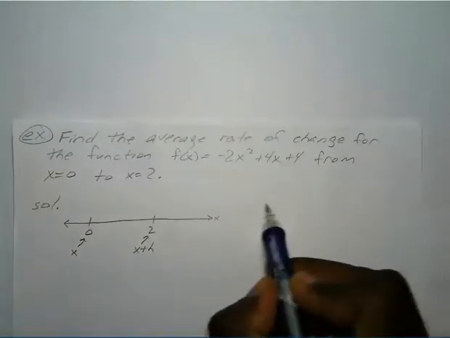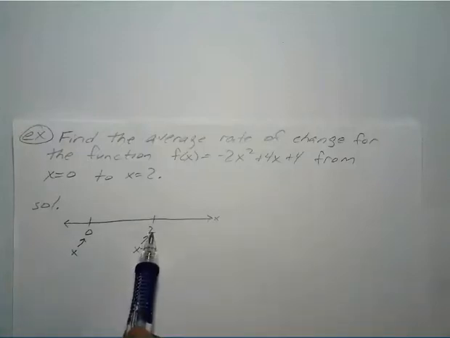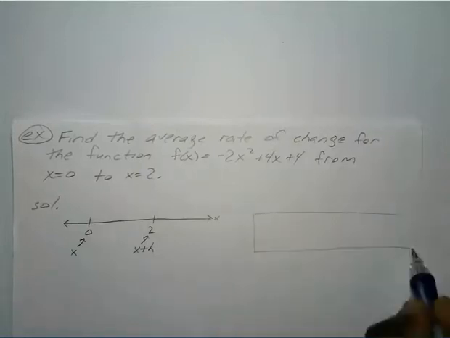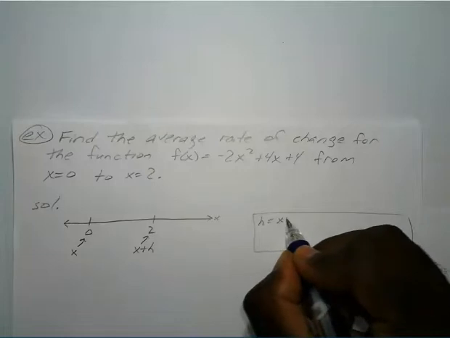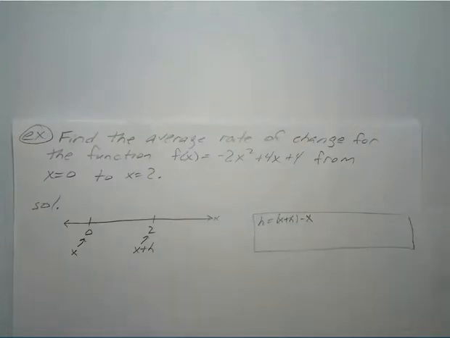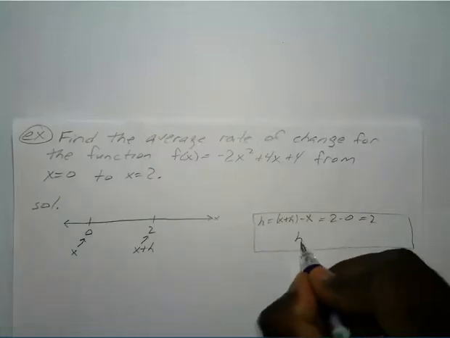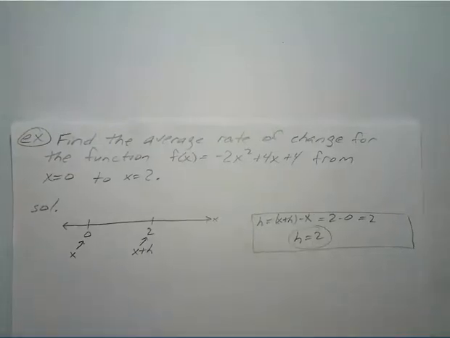Okay, now if you want, you can go ahead and just figure out what your h is, just the distance from your x plus h minus your x. So h equals x plus h minus x, which is just 2 minus 0, which is 2. So we know that your h is equal to 2. Sometimes you can just go ahead and figure that out right from the beginning.